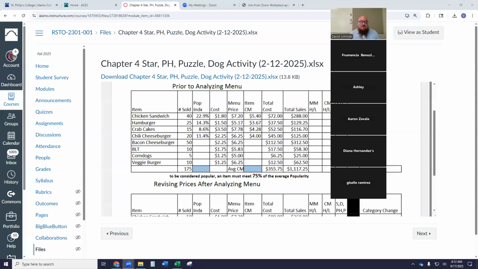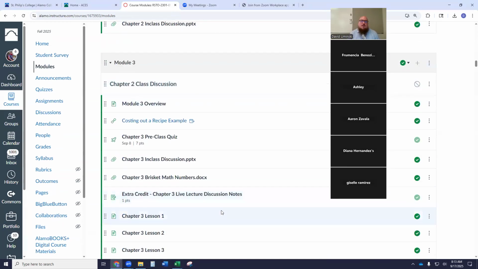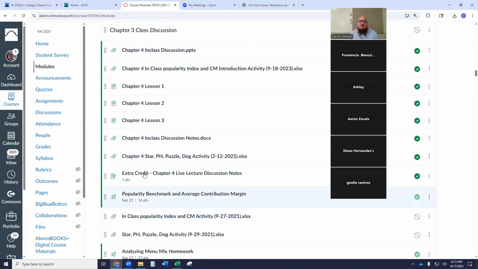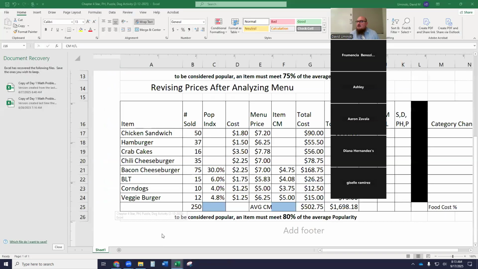All right, so for those of you who are online again in Module 4, there is this Chapter 4 Star Plow Horse Puzzle Dog Activity. That's what we're going to be working on in class today. Please make sure you download that. It is in the modules, module number 4, right here, Chapter 4 Star Plow Horse. Those of you who are in class, we're going to go ahead and get started.